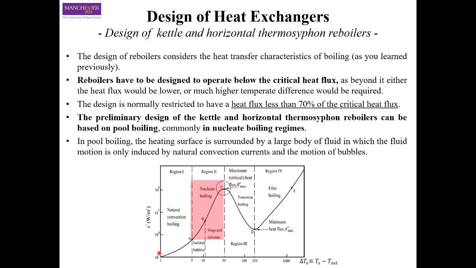You remember you had this kind of curve where you had an increase in heat flux from region 1, that is due to natural convection. Then you have region 2 of pool boiling, where you have nucleate boiling and where you achieve the maximum critical flux. As I said, we are operating at around 70% of this value, so we are mostly designing in this region. The temperature difference is quite low, but we have significantly high heat flux.